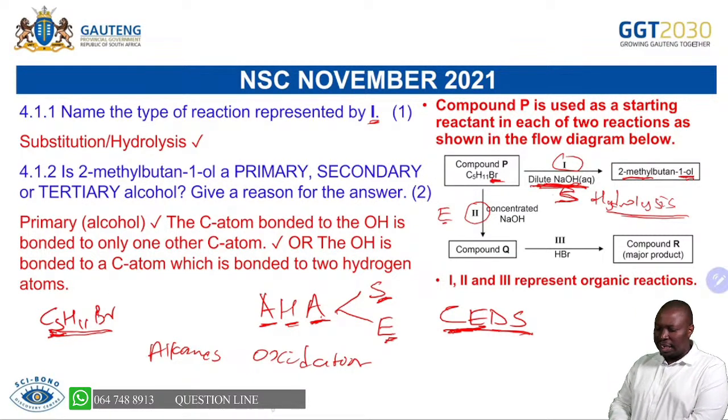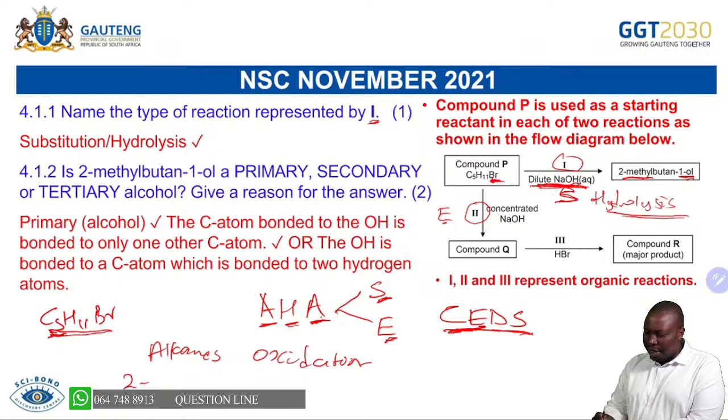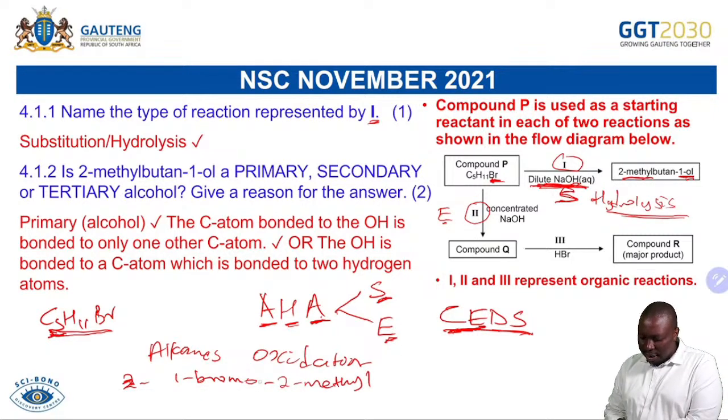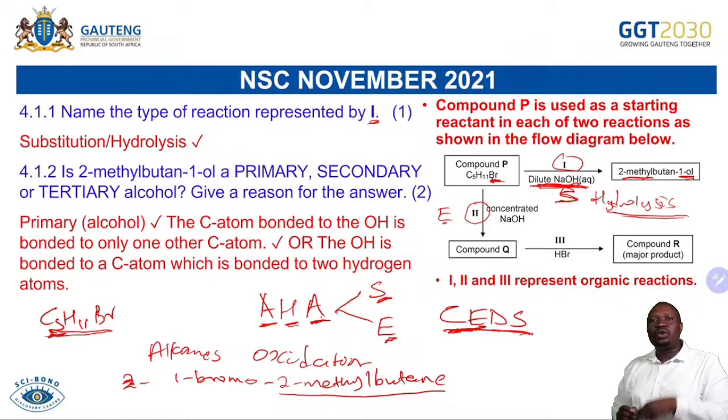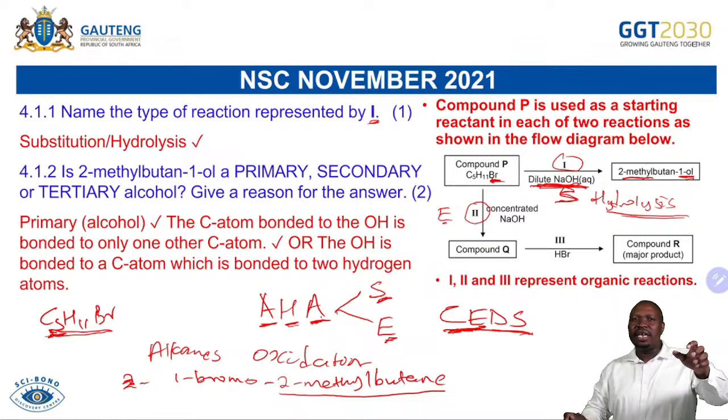So you are able to see the structure that we had as compound P. You start with the bromo, which is in carbon number 1. So it will be 1-bromo, 2-methyl butane. So this is the most important thing to say, that C5 does not necessarily represent a pentane.